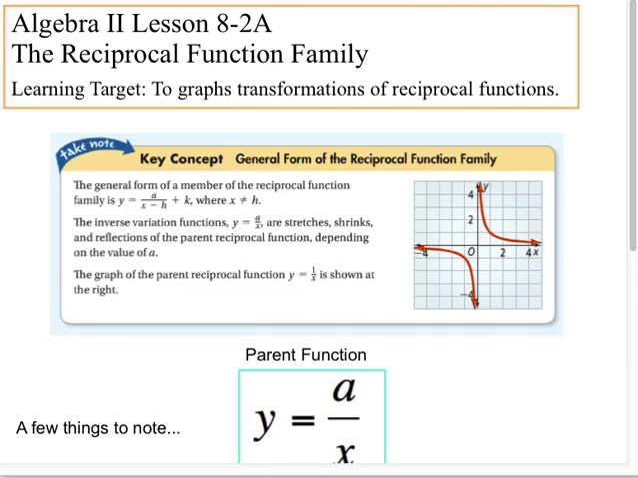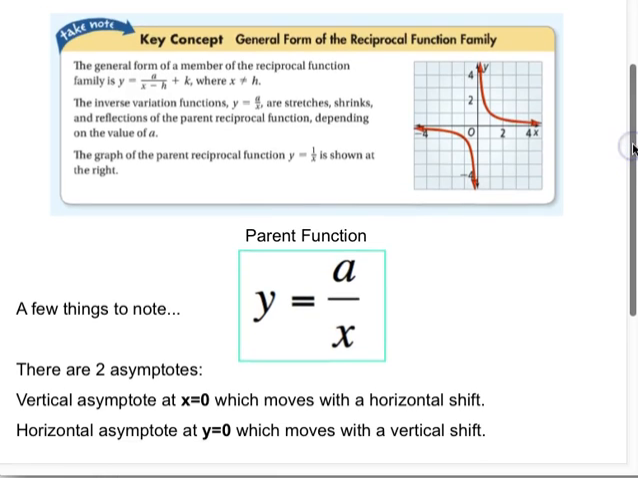Welcome back. So today we're moving on from just describing inverse relations. Now we're going to learn how to graph them. The graphs are called reciprocal functions. These next two lessons are all going to be about the family of reciprocal functions. Now what do they look like? Well, reciprocal functions take on a parent function like this, okay?